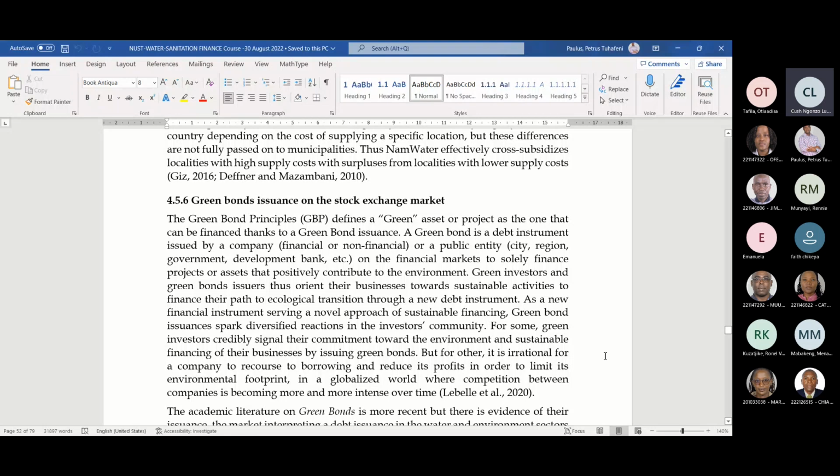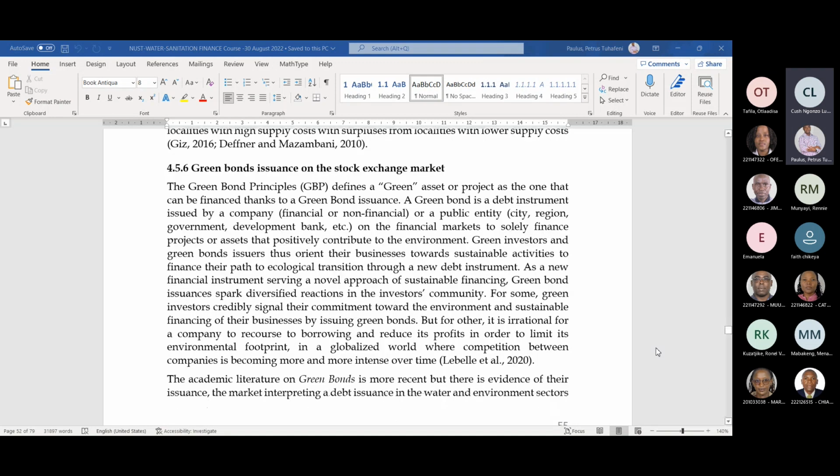Now I want to go to the green bond issuance. Let me make sure that we are on the same page. Are we on the same page? Hello? Yes, Prof. Yes. Thank you.